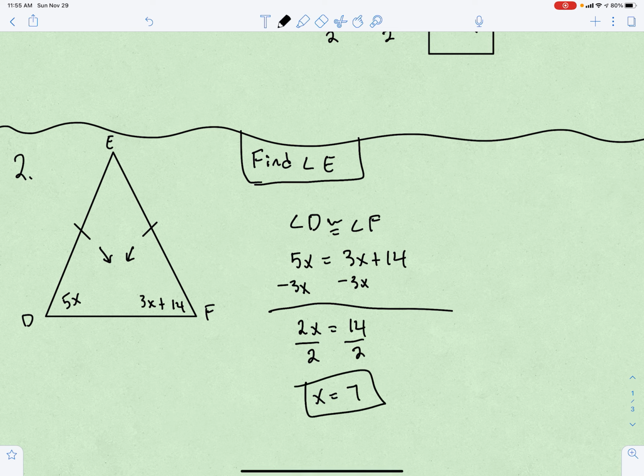So now we got our x. Well, we're not trying to find x. We're trying to find angle E. We don't know what angle E is yet. So we're going to go ahead and continue trying to figure out what that is. First, let's find out what D and F are.